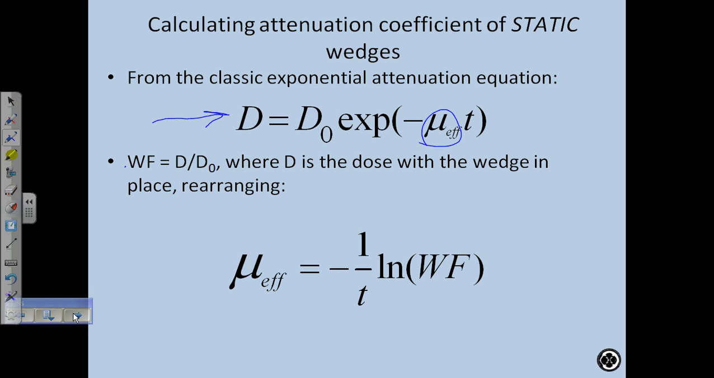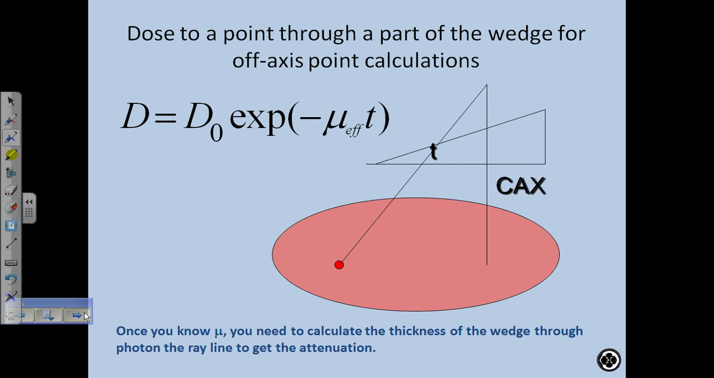So what is the wedge factor? The wedge factor, again, is the dose with the wedge divided by the dose without the wedge. If we rearrange this, we can take the mu effective out of this equation: take this D over D0, bring this down here, and solve for mu. So now mu becomes minus 1 over t times the natural log of the wedge factor. Okay, so we can use that.